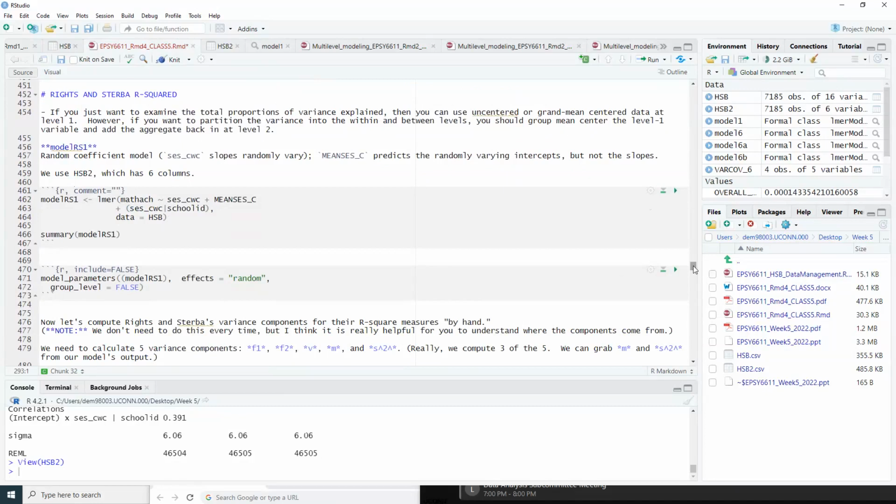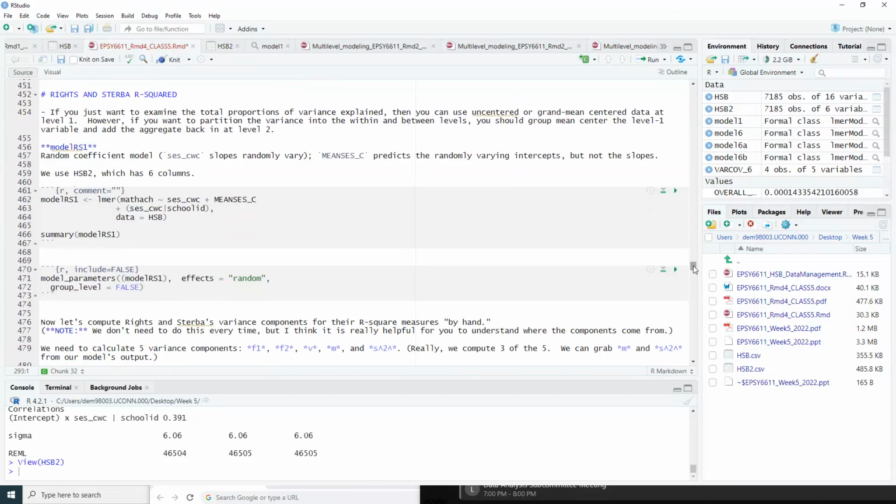It doesn't really matter. But if I do want to get the Rights and Sterba partition of the variance into the level 1 and the level 2 variance, then you really need to group mean center your level 1 variables and add the aggregate back in at level 2. Yeah. So is mean SES only predicting the randomly varying intercept? Yeah, exactly.